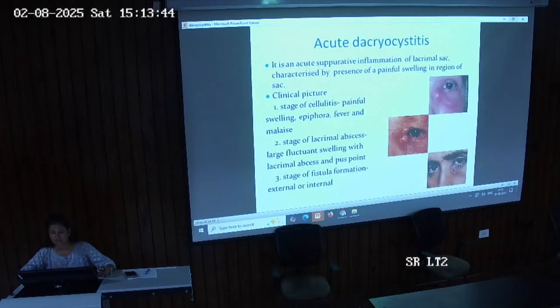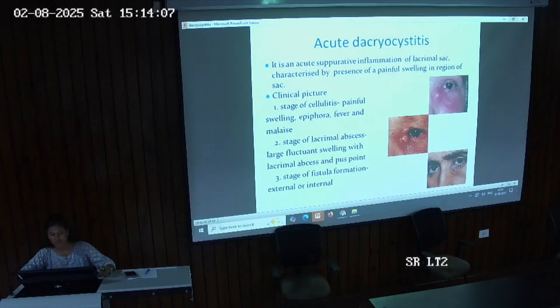The second, after chronic dacryocystitis, is a condition called acute dacryocystitis. It is an acute suppurative inflammation of the lacrimal sac, which is characterized by the presence of a painful swelling in the region of the sac. The clinical picture includes three stages. The first is the stage of cellulitis. It is a painful swelling with epiphora, fever and malaise.